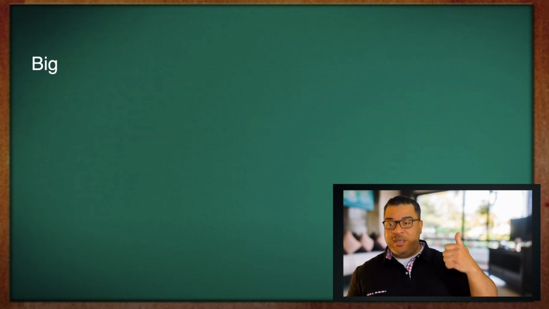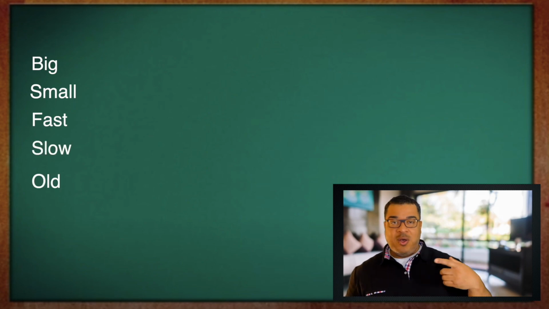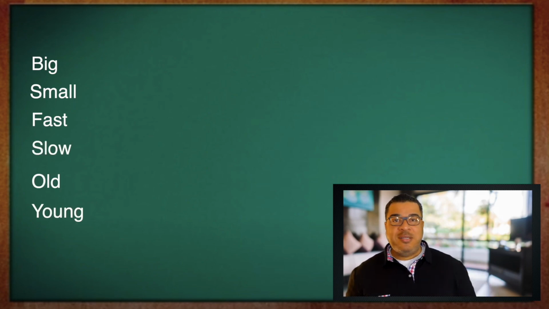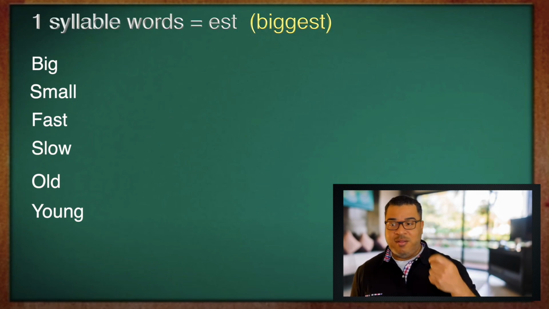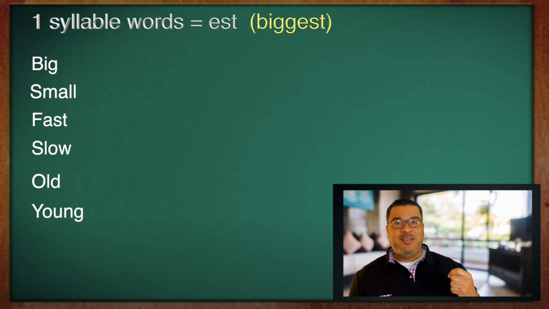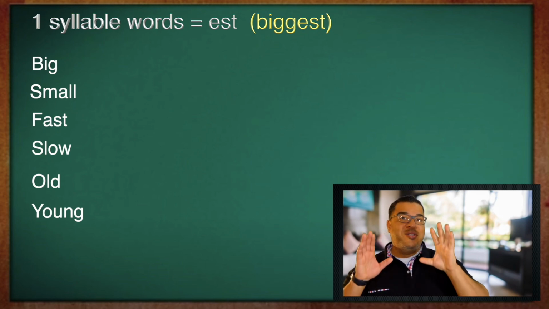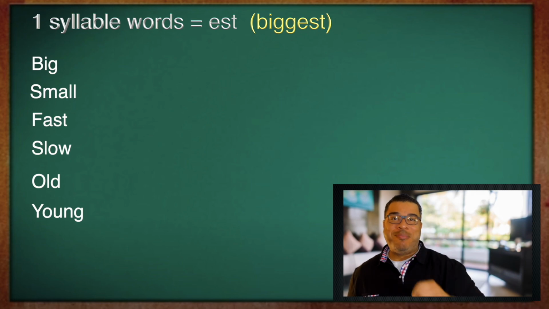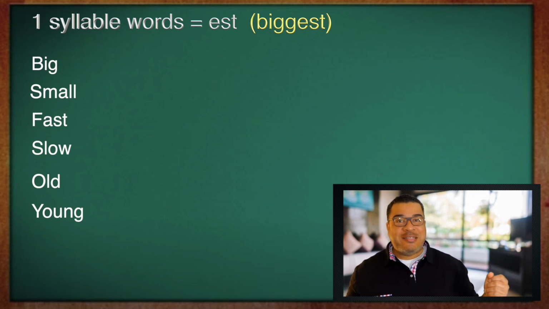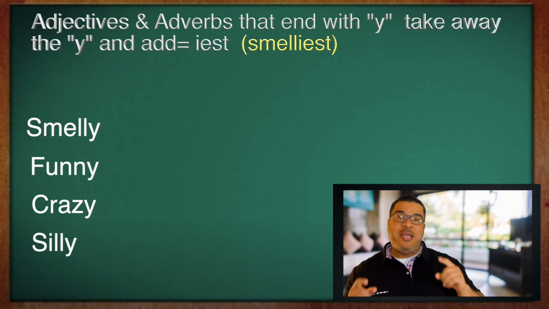And if you go back up to the top, when we talked about big, small, fast, slow, old, and young, how many syllables in big? Big, small, fast, slow, old, young. So words with 1 syllable, you add est. And the second point, words that end in y, you take away the y and add iest.